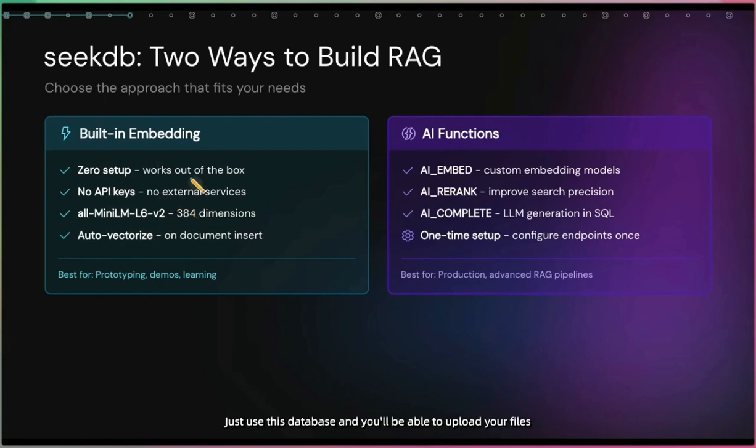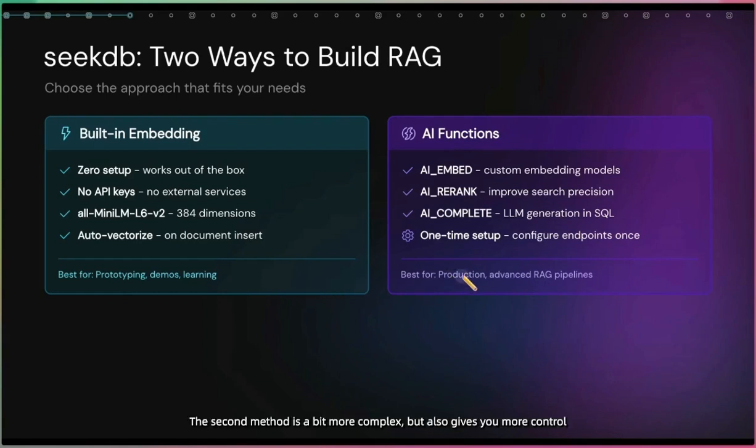Just use this database and you'll be able to upload your files, have them indexed directly, and then retrieve them right away. It's a straightforward process of indexing and searching. It automatically handles the vectorization process. So for us, it's like a black box, which makes it really suitable for rapid prototyping, learning, and testing. Basically, all of these can be covered here.